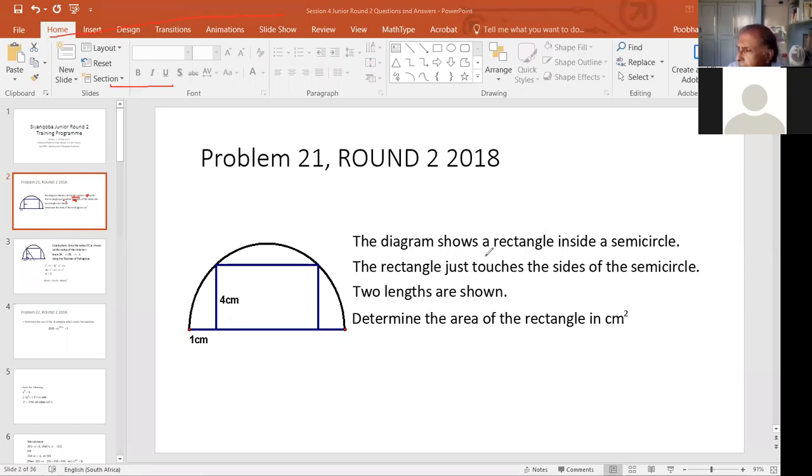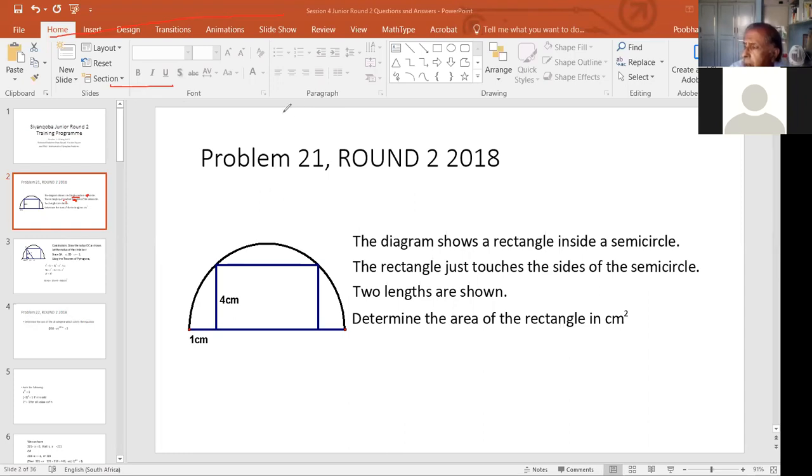Let's read the question. The diagram shows a rectangle inside a semicircle, as you can see. The rectangle just touches the sides of the semicircle, and 2 lengths are shown. You are shown this small piece here, which is 1 centimeter, and that piece there, which is 4 centimeters. And using that, you are asked to find the area of the rectangle in square centimeters, obviously.